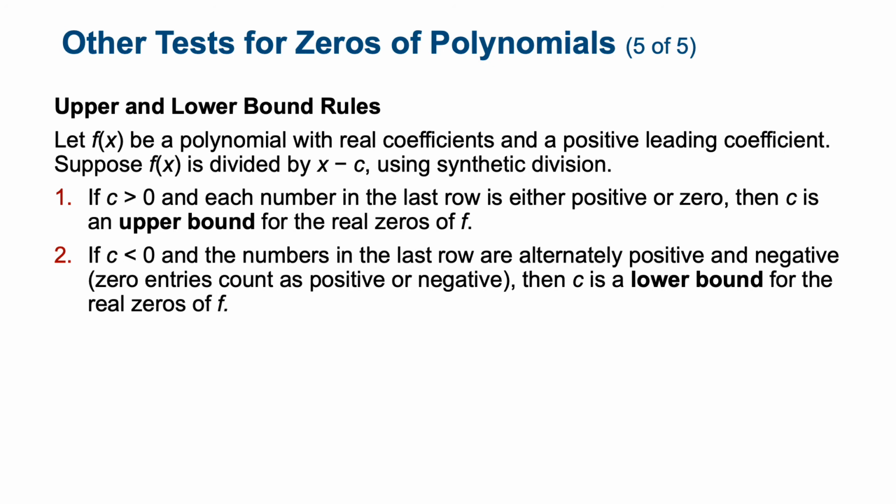Okay, so if you plug in a negative number using synthetic division, and the numbers in the last row alternate positive and negative signs, where zero counts as either positive or negative, then you would consider this a lower bound. So if you know an upper bound and you know a lower bound, then you know that the actual zero will be between them.